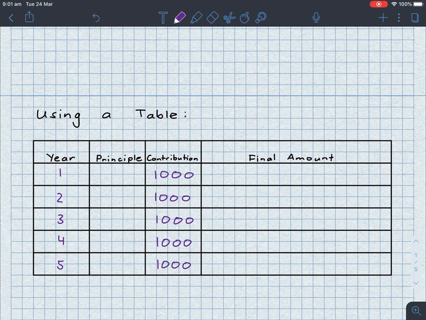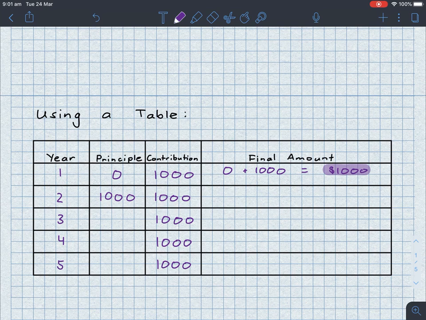But for the first year, she's actually starting with nothing because she puts her $1,000 in at the end of the year. So her final amount for the first year will be the $0 that she started with, plus the $1,000 that she pays into the account, but she doesn't actually earn any interest on that $1,000 because she's put it in right at the end, which means her final amount is $1,000 for the first year. This then becomes what we start the second year with. So $1,000 now becomes the principal for year number 2.